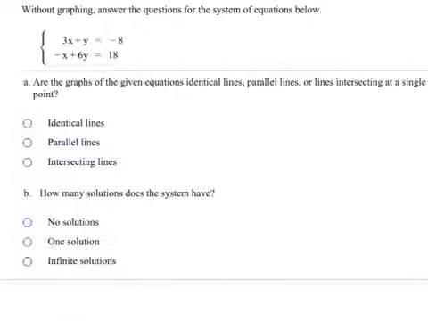Okay, on number 14, we're not actually going to find the solution to the system of equations. We're just going to tell what we know about it. We're going to see if these lines are identical lines, which means they're the same line. Are they parallel lines? Or are they just intersecting lines? And here's how you can tell.